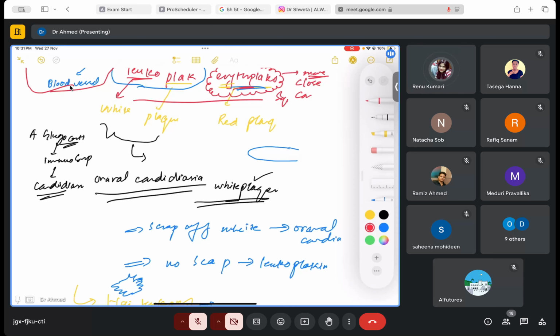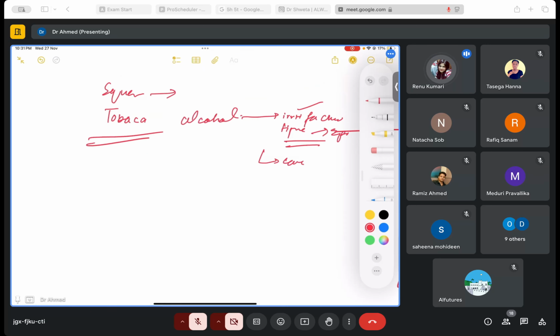And erythroplakia is red plaques. We know the cancer cells are rapidly dividing cells and they need blood to grow rapidly. So whenever we see red plaques, it is highly suggestive of some carcinoma. And the risk factors include tobacco and alcohol.